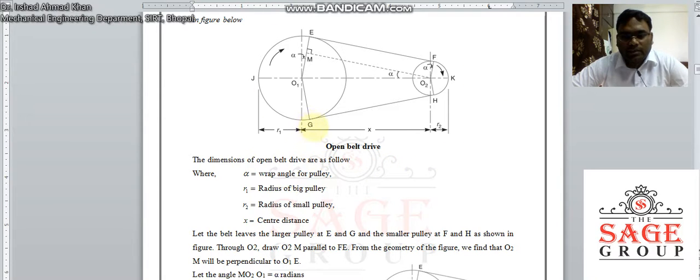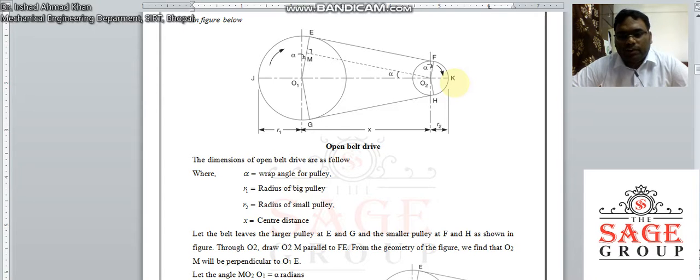You can calculate the arc JE plus EF plus arc FKH and HG, and just add all the values, and you will get the length of the belt. Or, another way, you can just double the arc JE and the length EF, and FK. Just double it and you will also calculate the length of the belt.